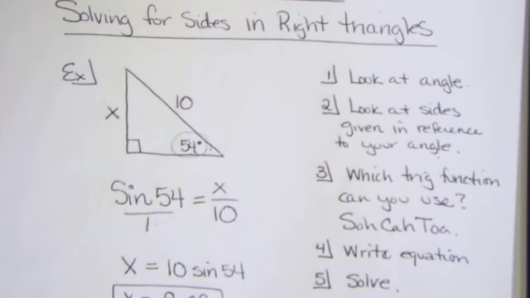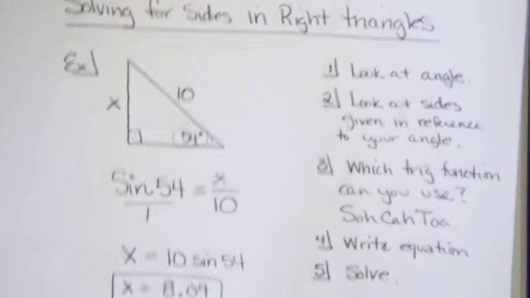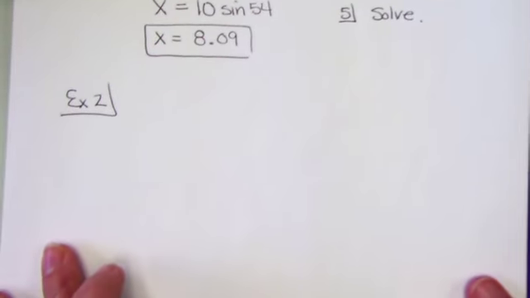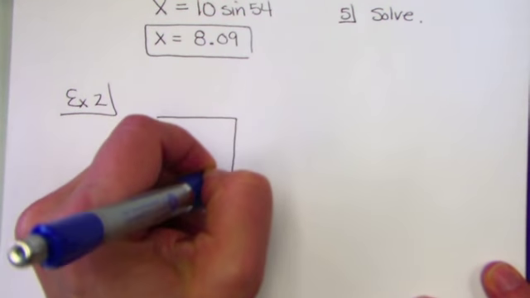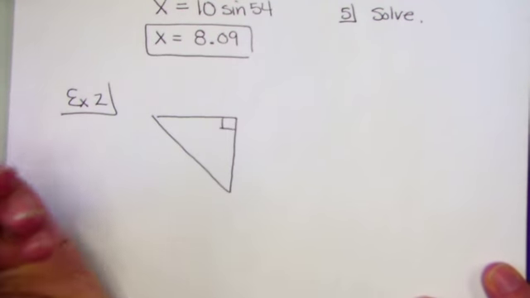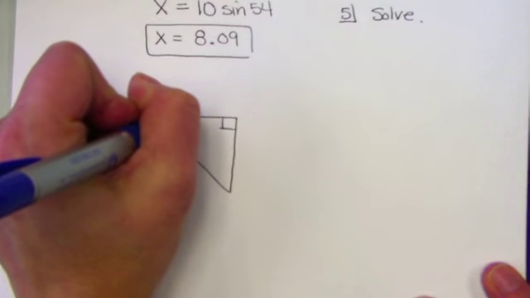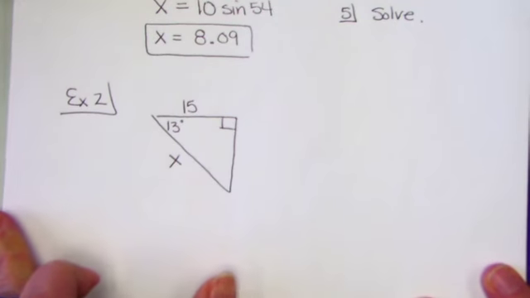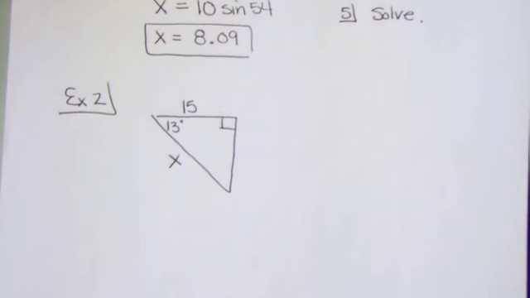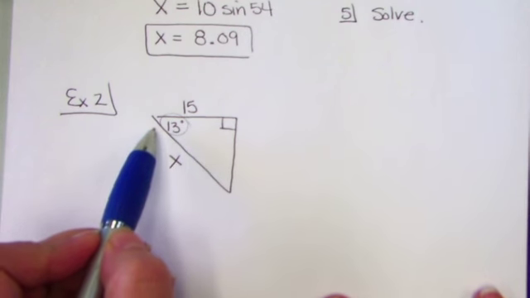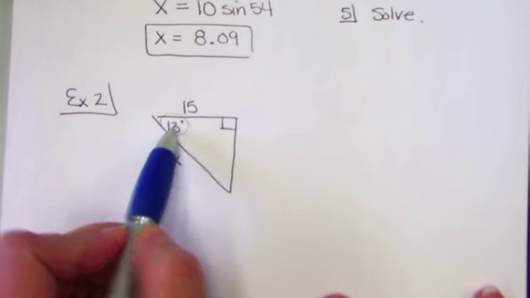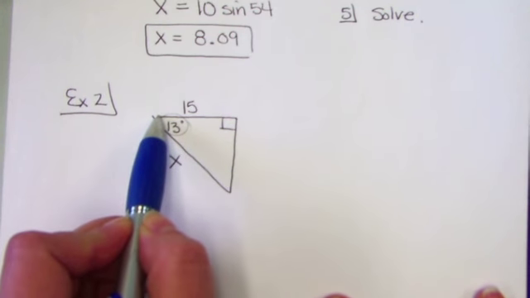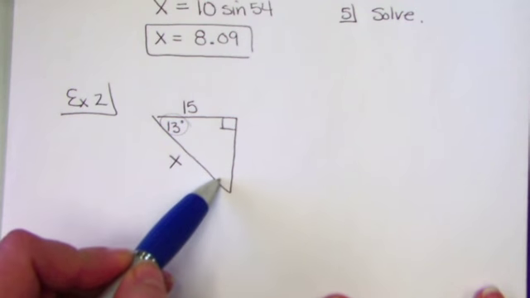I'd like to go through one more example with you. Okay, now I have a triangle. Try to draw it a little different this time. I'm going to give you this angle is 13. Call that x. Call that 15. All right, we're going to go through our steps. First, you locate the angle. Next, you look at the sides that you have in reference to your angle. 15 is adjacent, and x is the hypotenuse.